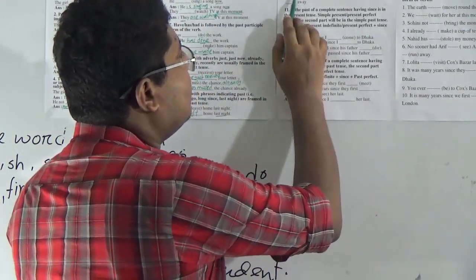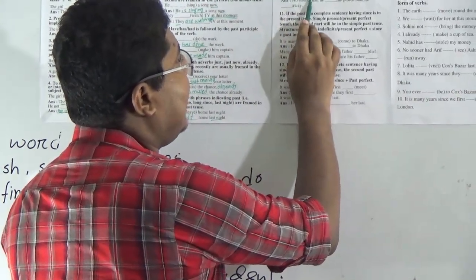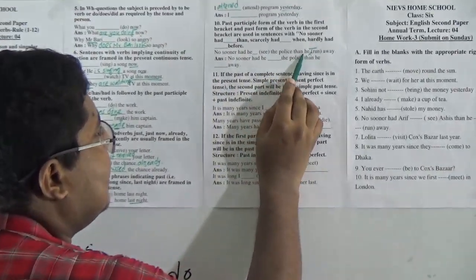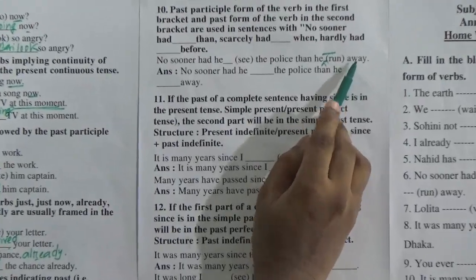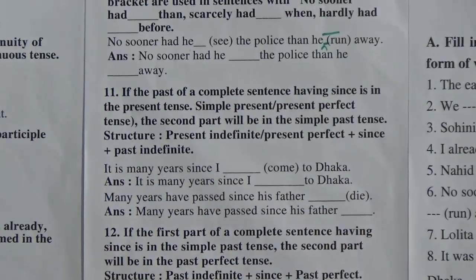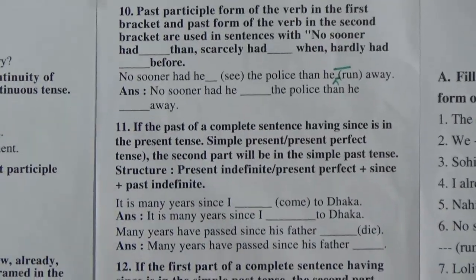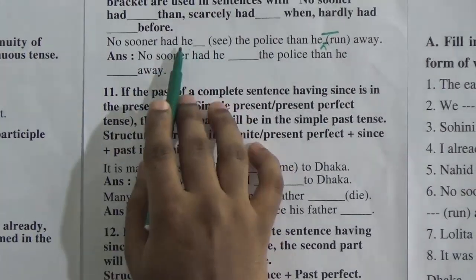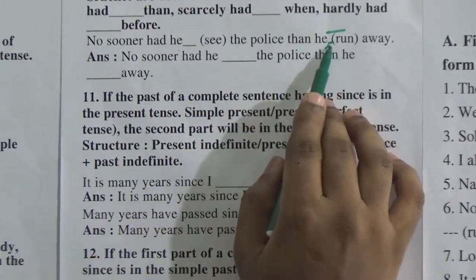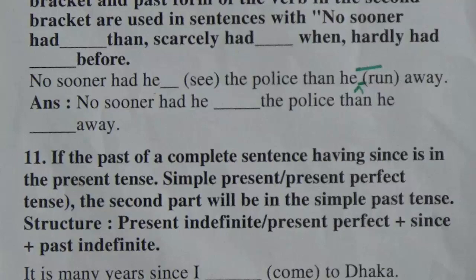Okay. So look at the sentence. No sooner had he dash the police, then he dash ran away. So two works happened at a time. So the work that happened before the other, we will make it past perfect tense, and the other verb will be past indefinite tense.